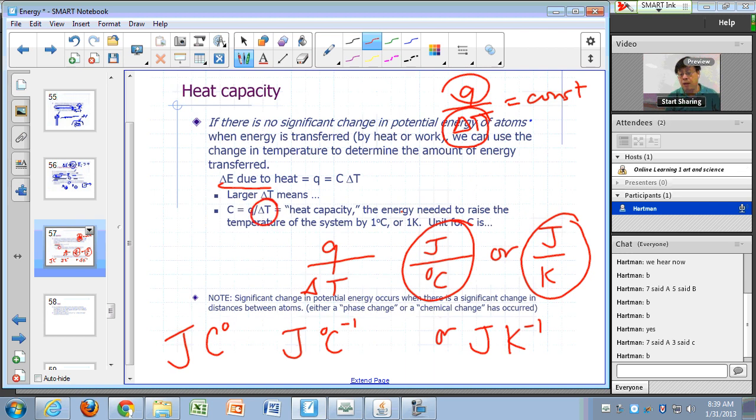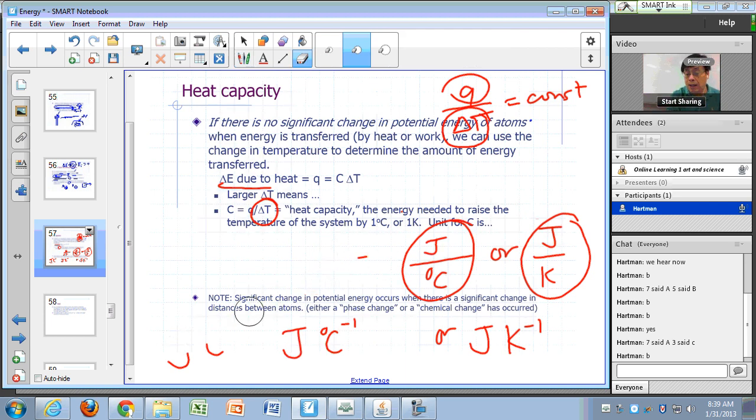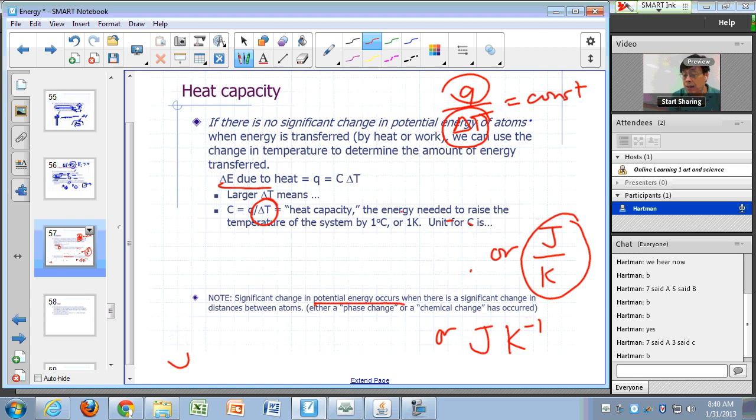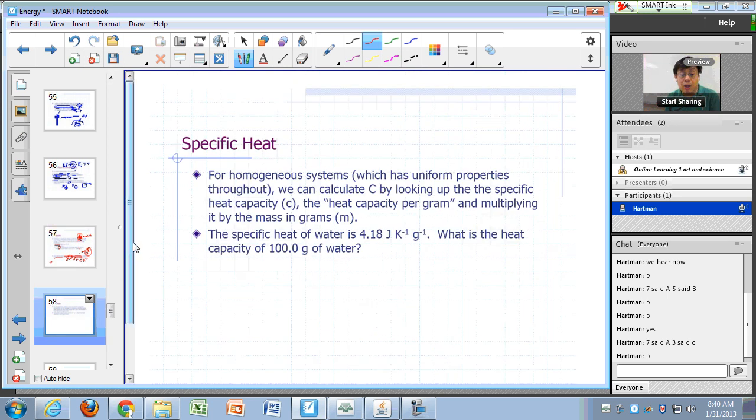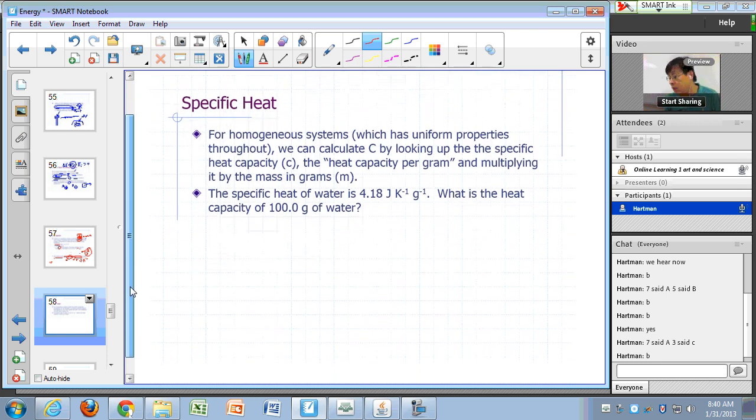Now, I have a note down here that says if there is a significant change in potential energy, then that means there's a significant change in the distances between the atoms. What you could have there is a phase change, or a chemical change, like changing from a solid to a liquid or a gas. That's called a phase change. Or a chemical change where you can have bonds getting broken and new bonds getting formed. We'll talk more about that later this semester. So for now, we're just talking about heat flow and temperature changes, how they're related when no other change is happening besides that.